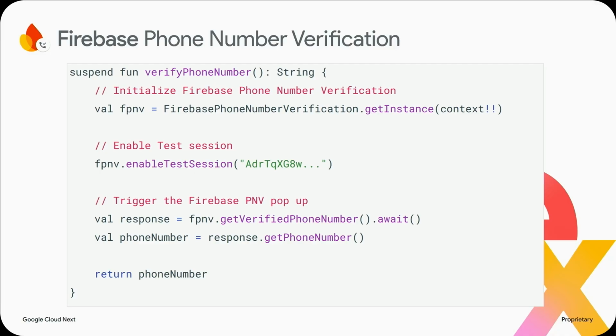So the other thing I want to mention here is that there's the enable test session method there. And for the enable test session, that allows us to not have to use the actual SIM. We can enable the test session so that when the pop-up comes up, the verification is automatic. So you're just testing the phone number verification flow instead of having to actually use the SIM.